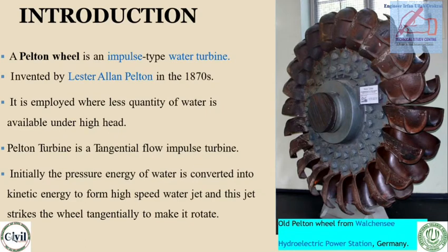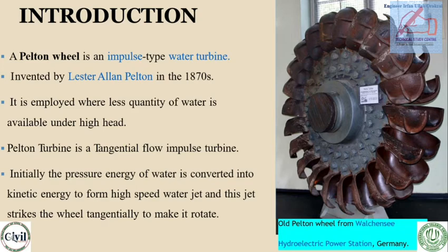Let's start from the introduction. A Pelton wheel is an impulse type water turbine. First of all, it is the type of turbine which works under the impulse of water. The Pelton wheel was invented by Lester Allen Pelton in the 1870s. It is employed where less quantity of water is available and a high head is available. If the head is very high but the quantity of water is low, we can employ the Pelton wheel turbine in such a case.